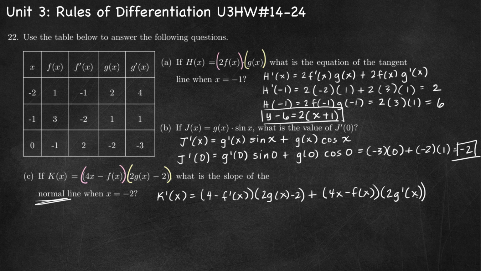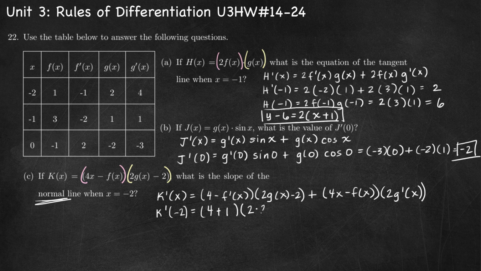We want to know the slope of the normal line when x is negative 2. Well, let's find the slope of the tangent line when x is negative 2. So that would be k prime of negative 2. We're substituting negative 2 in for x. So we get 4 minus f prime of negative 2. F prime of negative 2 is negative 1. Times 2 times g of negative 2. G of negative 2 is 2.